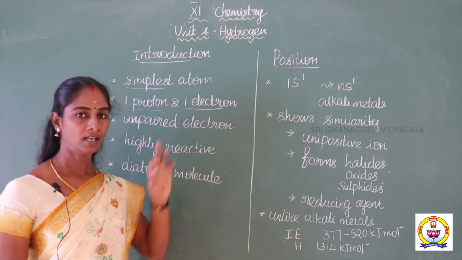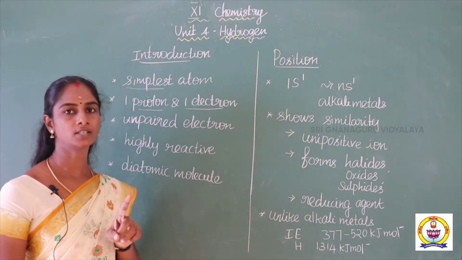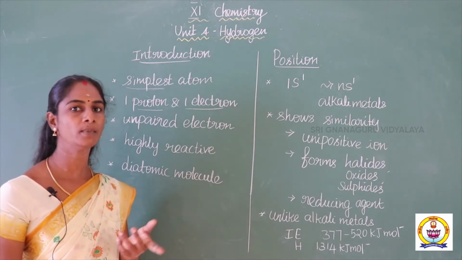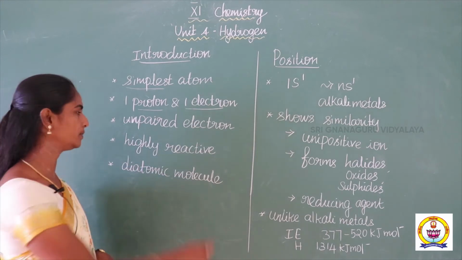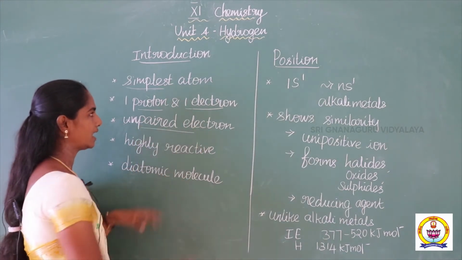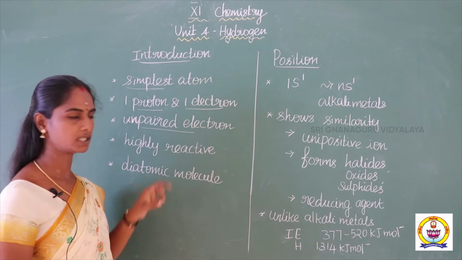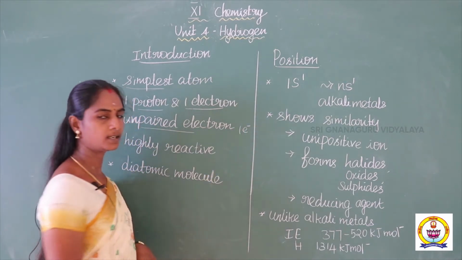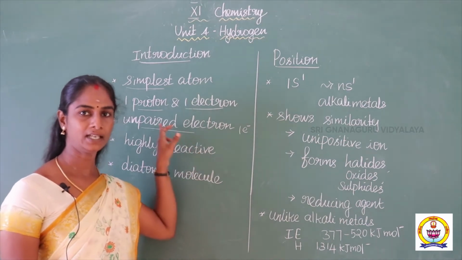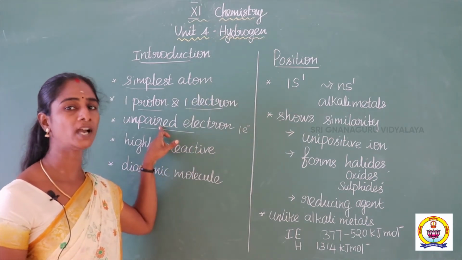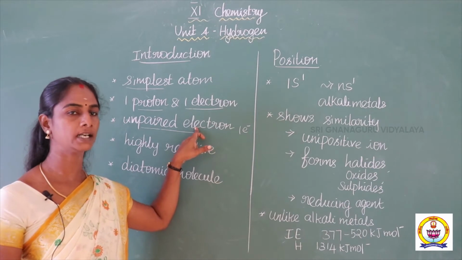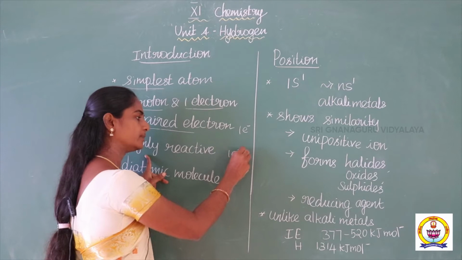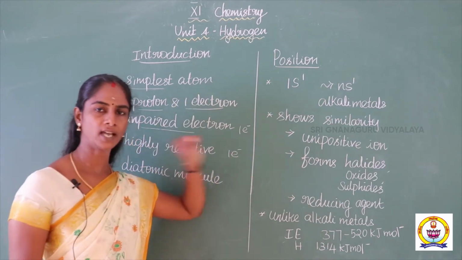And you know that hydrogen is the only atom that has no neutron. Neutron இல்லாத ஒரே ஒரு element நம்ம hydrogen மட்டும் தான். So this is having one proton and one electron, சொல்லிட்டேன், and it has an unpaired electron. ஒரு electron தான் இருக்கு இல்லையா, அப்ப இதுக்கு pair கிடையாது. It shows characteristics of an unpaired electron. And ஒரு electron இருக்கு. This is highly reactive with other elements.